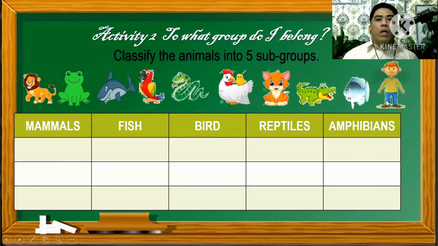The next activity: to what group do I belong? Classify the animals into 5 subgroups. Just write the name of the animals in the proper column. For example, we have lion, frog, shark, parrot, snake, chicken, cat, crocodile, tilapia, and human. I will give you 3 minutes.